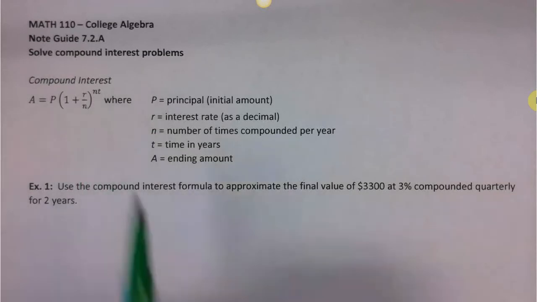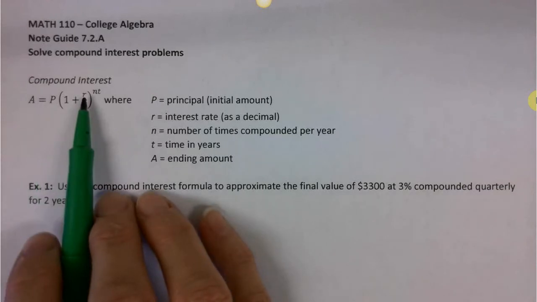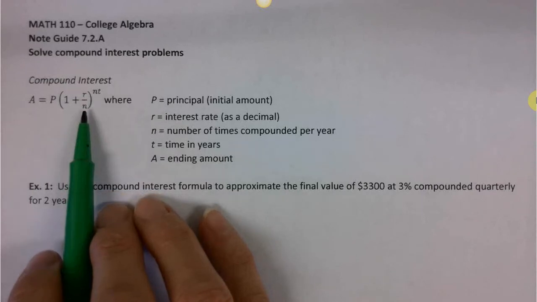And what all of these variables stand for: P is the principal, or the initial amount that you're putting into the account. R is the interest rate, and you always want to convert it to a decimal when you go to plug it into the formula. N is the number of times compounded per year. So if we're told it's compounded annually, N would be 1. Compounded monthly, N would be 12, and so on and so forth.